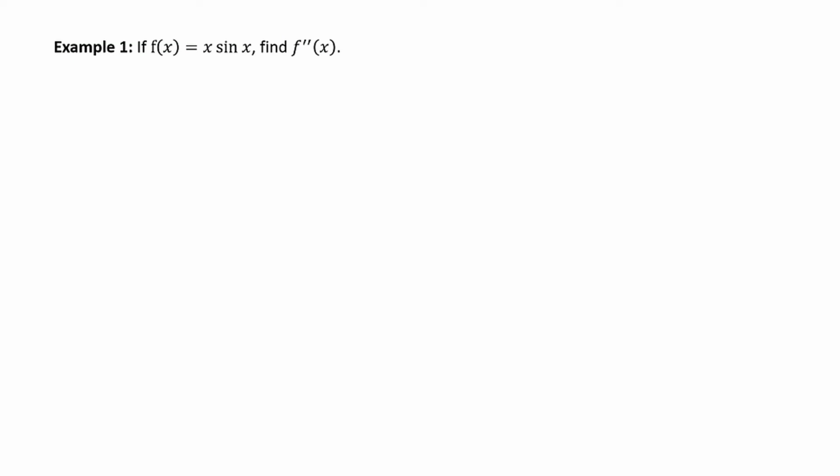Example: if f of x equals x times sine x, find the second derivative of f. To do this, we're going to begin by finding the first derivative. Notice that you have x times sine x, so that's a product rule. The product rule for y equals the product of the first function times the second: the derivative is the derivative of the first times the second plus first times the derivative of the second function.